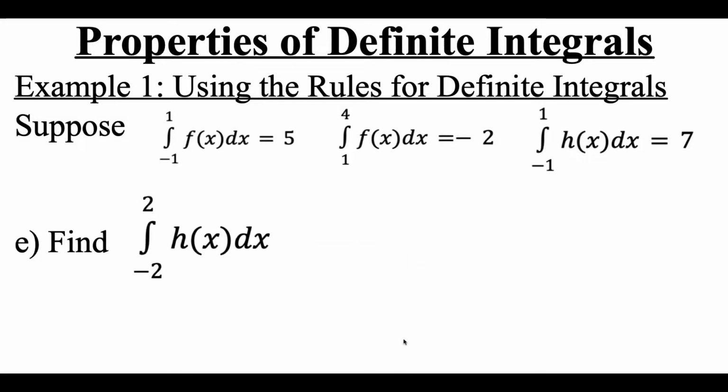Now, as we look at this one, we're doing the integral of h of x from -2 to 2. Now, we know the integral of h of x from -1 to 1 is 7, but similar to our last one, just because our interval is double the length, that does not mean that our answer is double the size. This one doesn't have the appropriate information given to us.